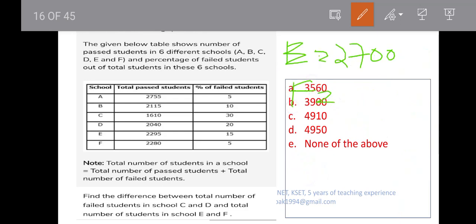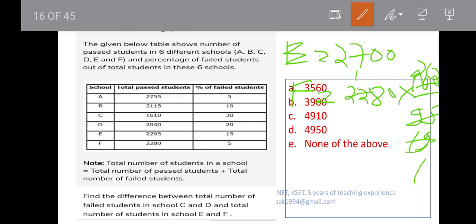You can go for the cross multiplication and you will get it like 2280 into 100 by 95. 5 20s are 100, 5 19s are 95. Okay, so whether 2280 is divisible by 19, we will try. 19 1s are 19, 19 2s are 38, we are having 120. Into 20 will become 2400.